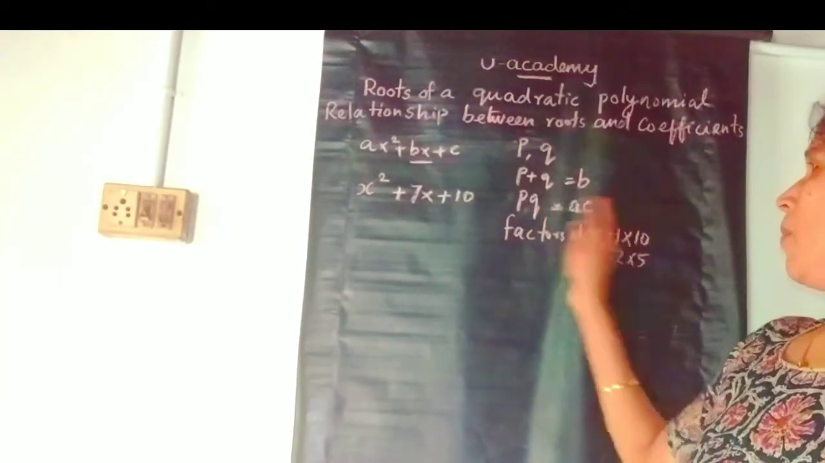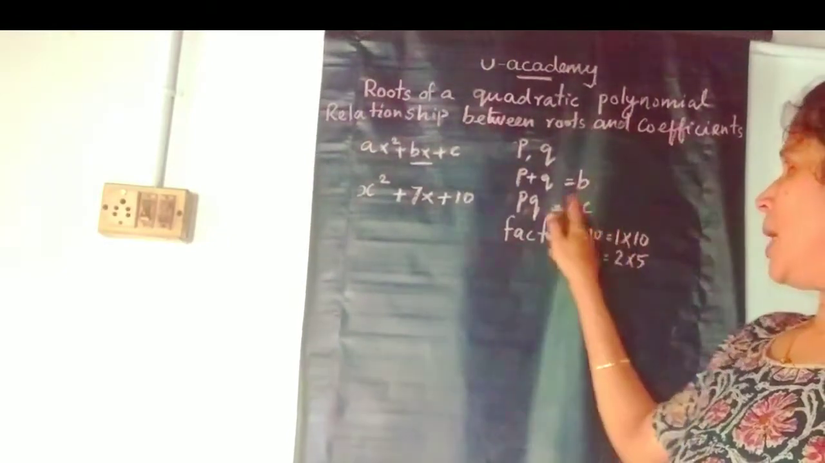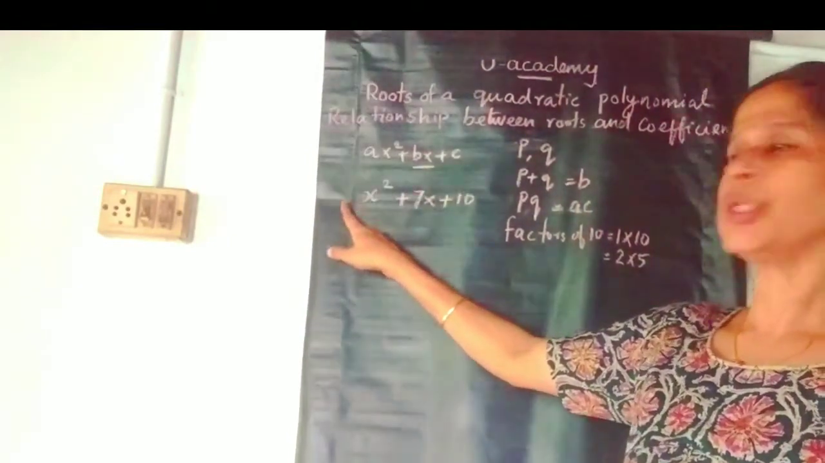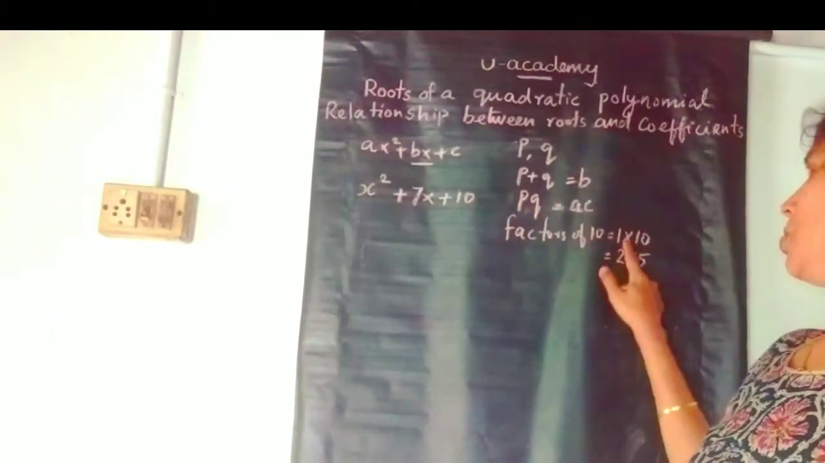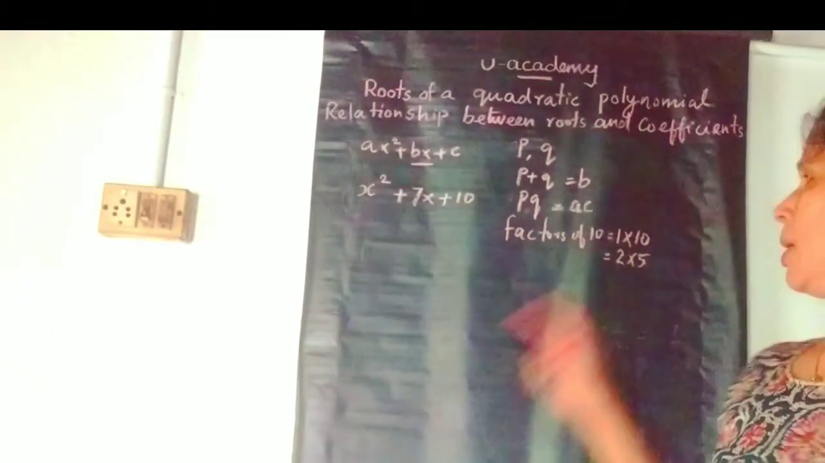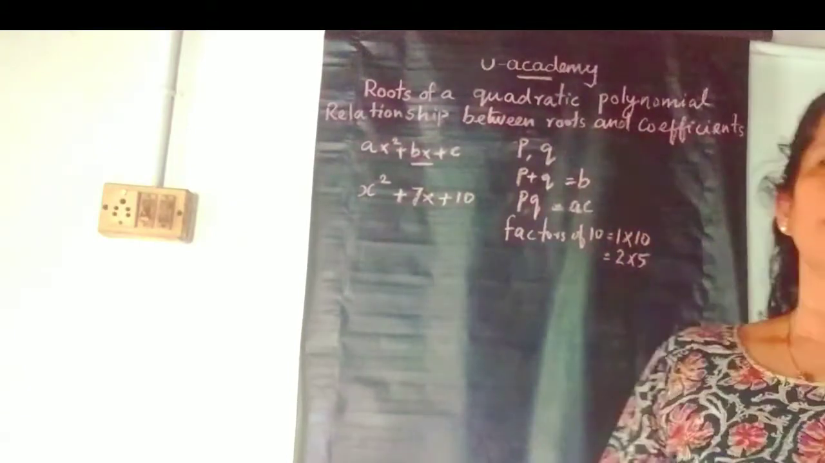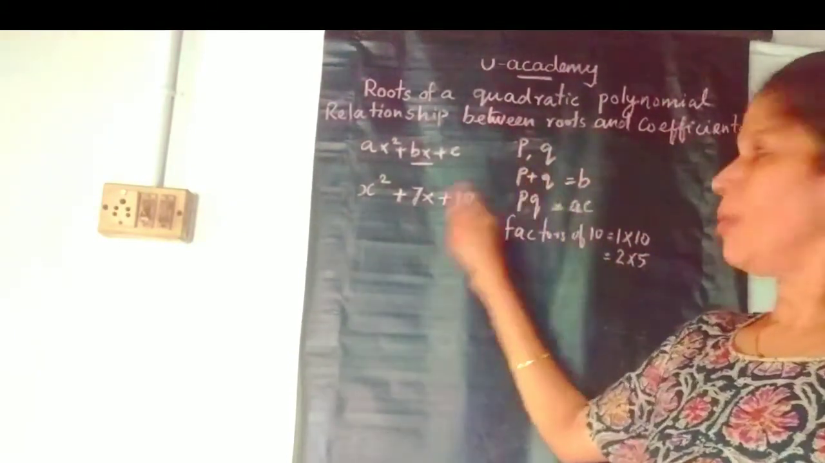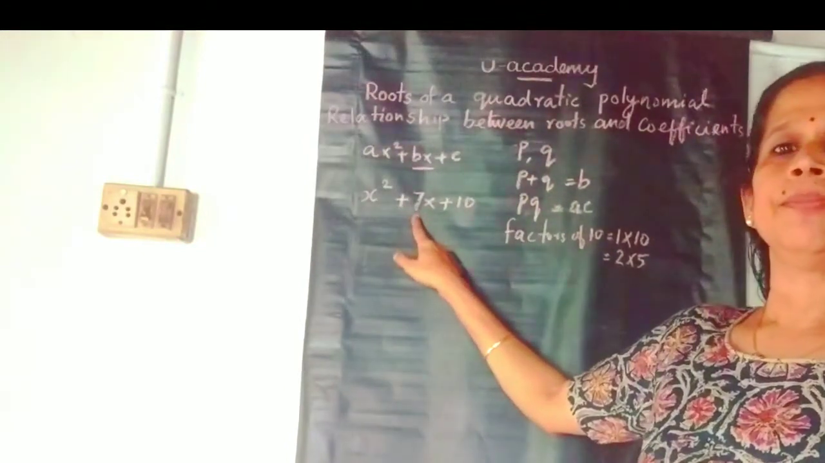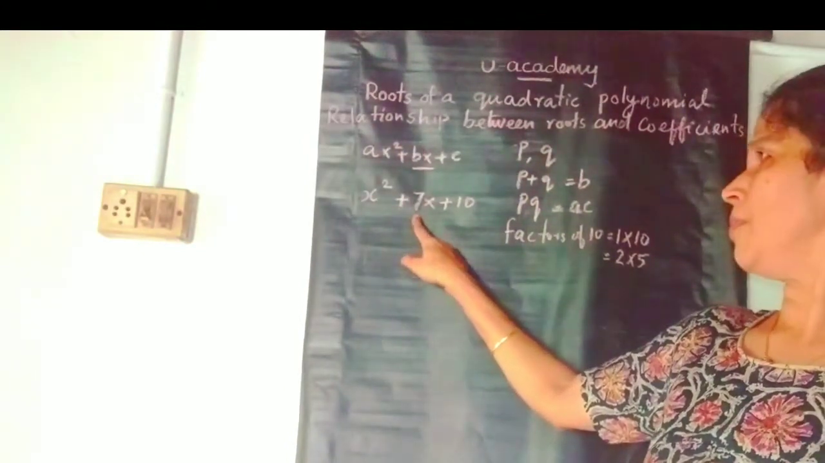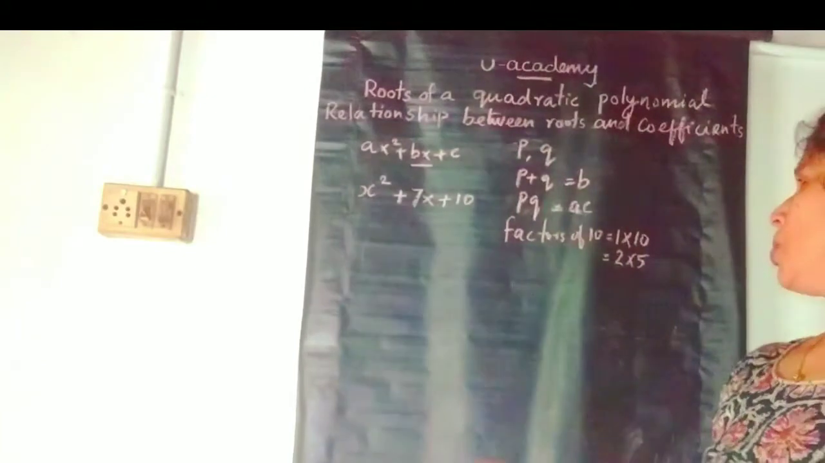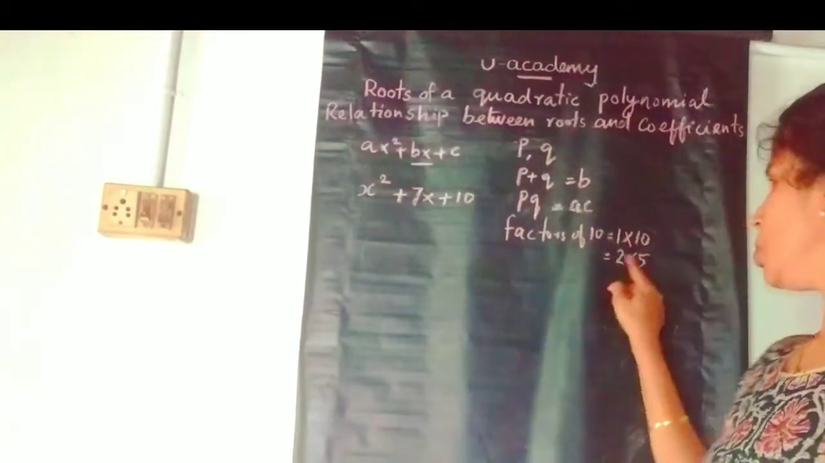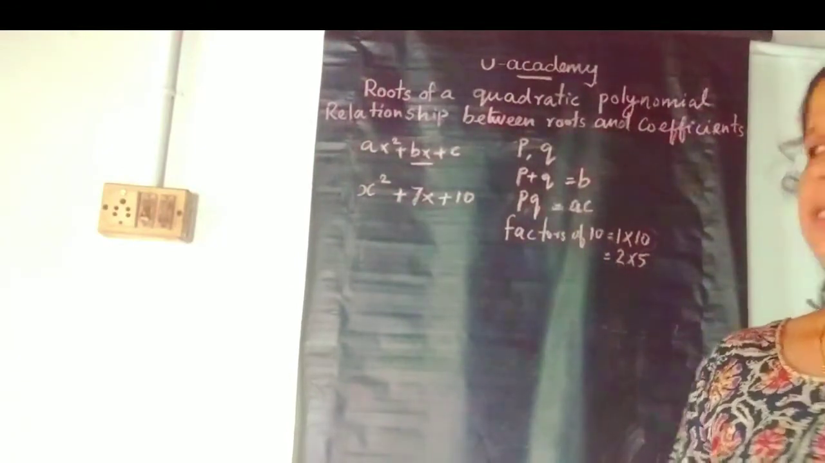So when you are multiplying, you should get the product of the coefficient of x square and the constant. So 1 into 10, you are getting 10. 2 into 5, 10, you are getting. Now the sum of the two factors should be equal to the middle term, that is 7 here. B is 7 here. So 1, 10, 2 and 5 are the factors here.